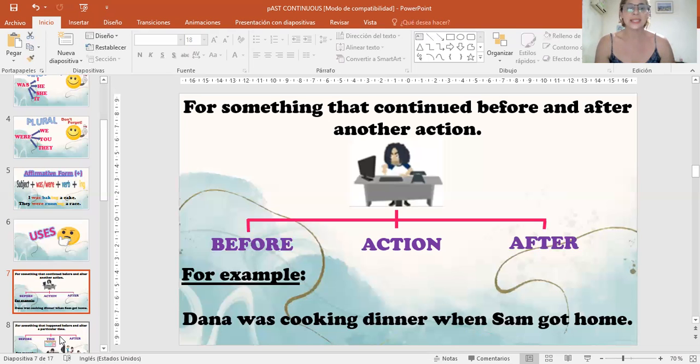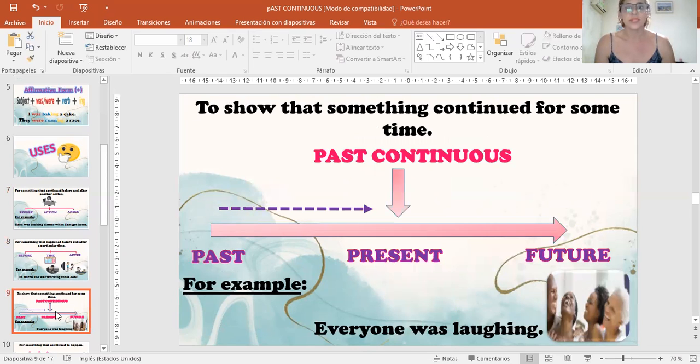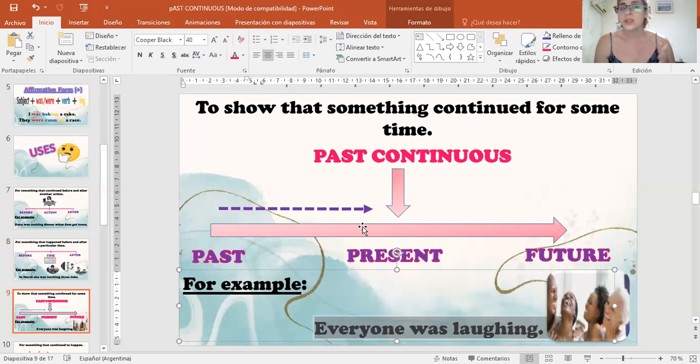What about the case of something that took action after a particular time? For example, in March, she was working 3 jobs. And last but not least, to show that something continued for some time, you have in this case a little picture to show you an example. For example, everyone was laughing. You have the past, you have the present, and you have the future.